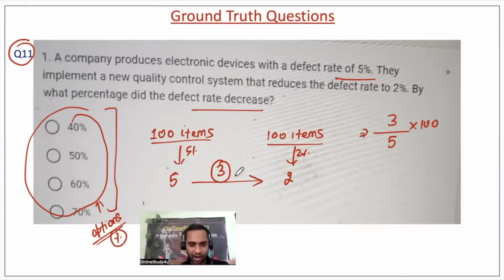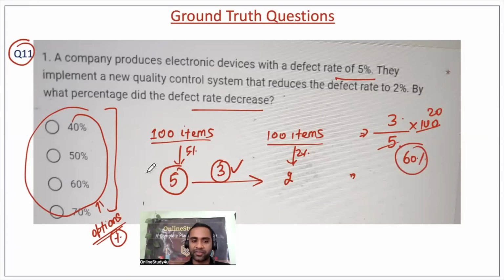Try to understand. Now the defects are less by 3, from 5. Earlier 5 was there, now it is only 2. So 3 is reduced. If you have to calculate the percentage, 3 by 5 into 100 will be 60%. So there is a 60% reduction in the defect rate.